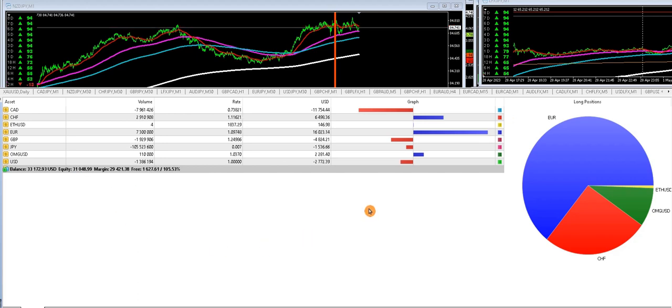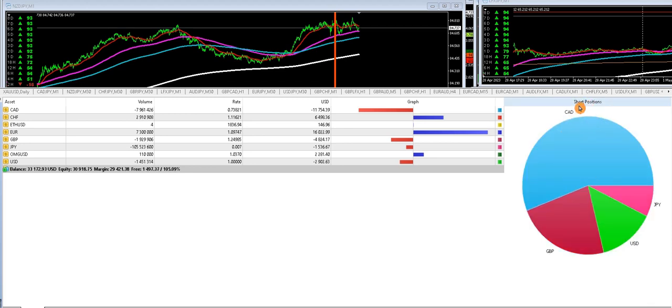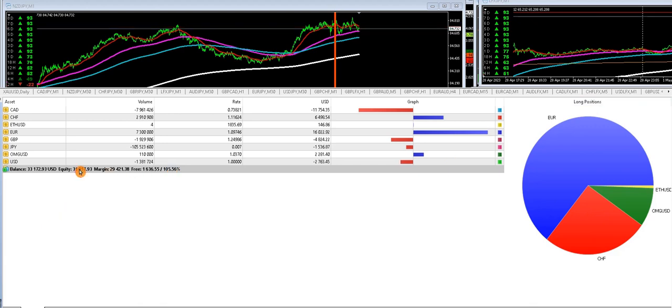So are we too exposed? Is that what that means? We're too short on CAD. But if we're correct, we'll be paid. If we're wrong, then we won't be paid. So we can simply monitor this too. It moves. Look, so you can feel your exposure at the same time. But that's what's going on here.